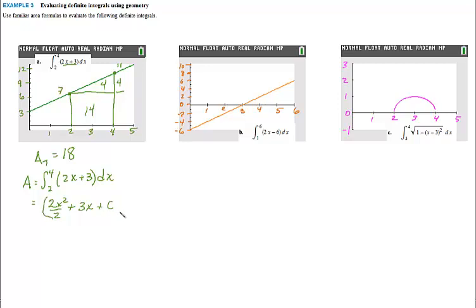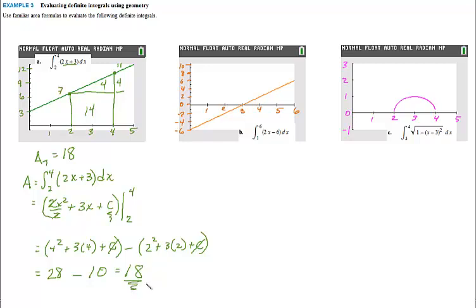And you can put the plus c on there if you like. We don't really need to, and I'll explain why, because this is evaluated from 2 to 4. So what I would get would be 4 squared plus 3 times 4 plus c, minus, and you'll subtract off the lower limit, and we'll discuss that later, but I just want you to notice how beautiful this is. Notice that this c minus that c, these c's will cancel. So in a definite integral, we don't have to dilly around with the plus c. This would be 16 and 12, that would be 28, minus 4 and 6, that would be 10. This area would be 18, which is what we got here.